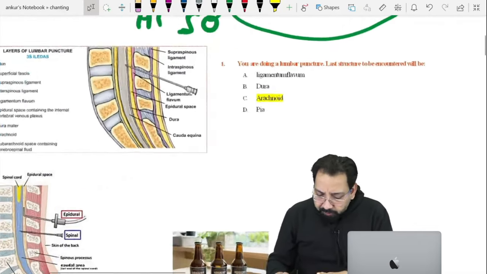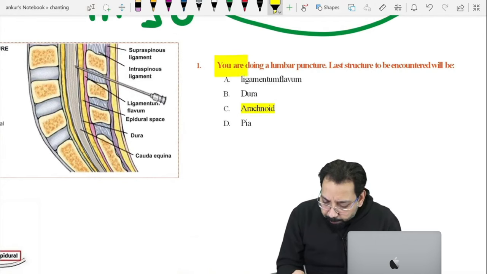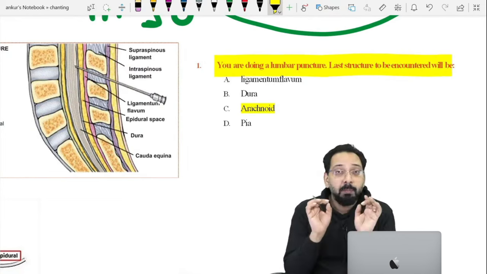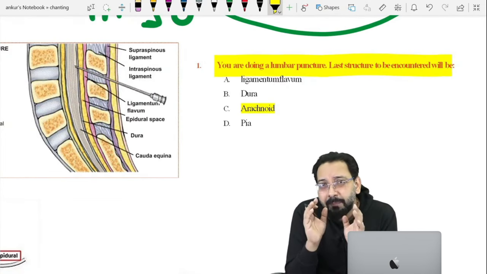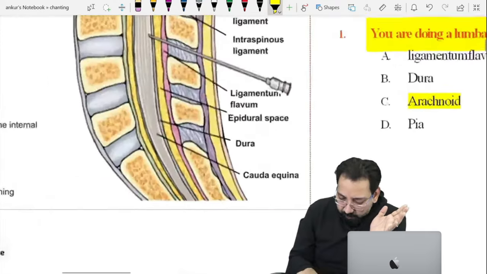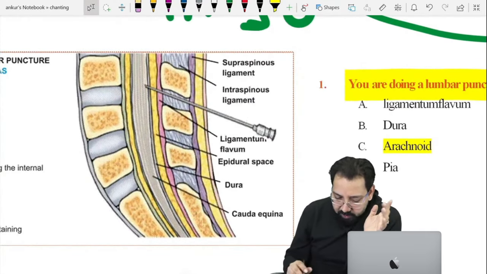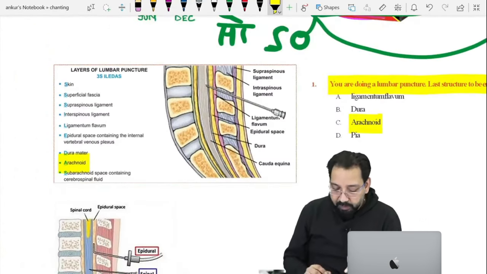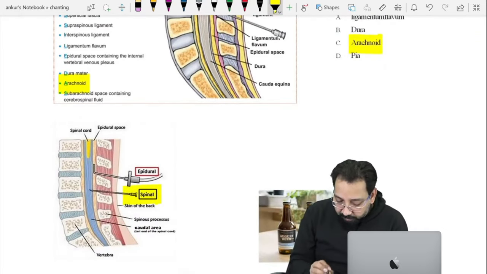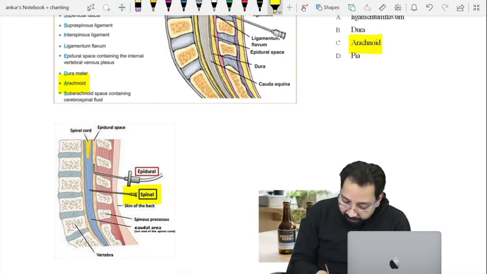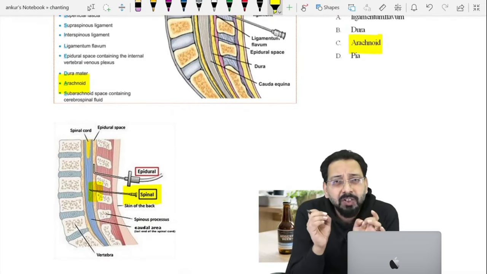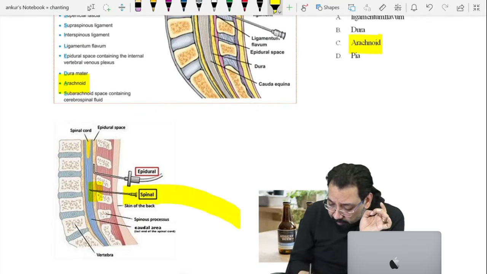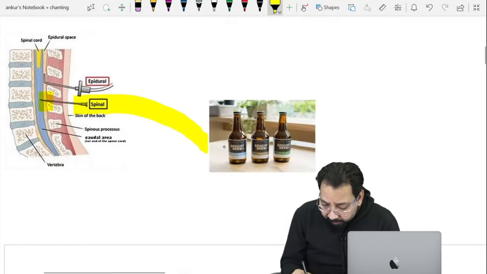A question was asked recently, you are doing lumbar puncture, last structure encountered. In lumbar puncture, we take CSF from subarachnoid space. So the last would be arachnoid mater. And in spinal anesthesia, we give anesthesia at which place? Subarachnoid space. Clear? And this was first demonstrated by August Beer.